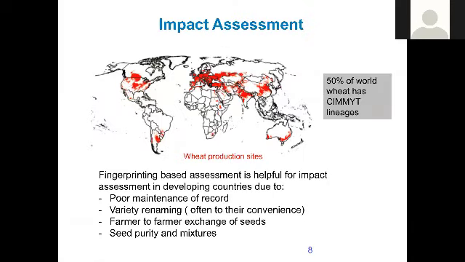One important aspect is impact assessment. We say that 50% of all wheat has CIMMYT lineages. So how can we scientifically prove it? Maybe marker-based data will help us do so very precisely. So far, mostly pedigrees are looked at, but they may not be correctly recorded.